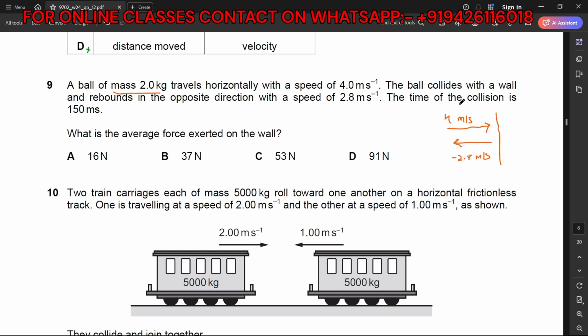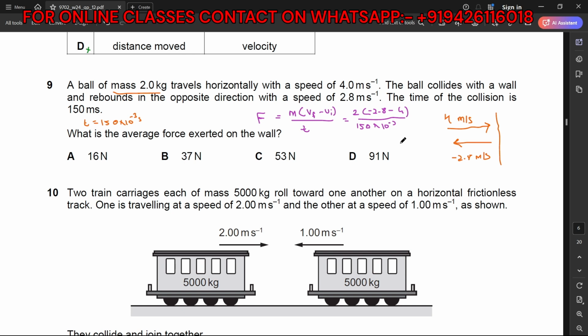And then the time of the collision is 150 milliseconds, which is the same as writing 150 into 10 power of minus 3 seconds. What is the average force exerted on the wall? So we know that force is equal to rate of change of momentum. So m times final velocity minus initial velocity divided by time taken. My m is given to us as 2, final is minus 2.8, initial is 4, divided by 150 into 10 power of minus 3.